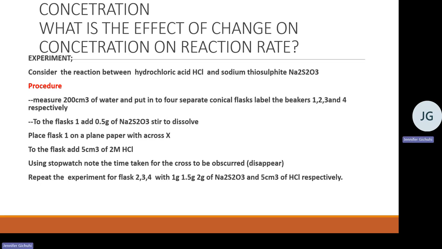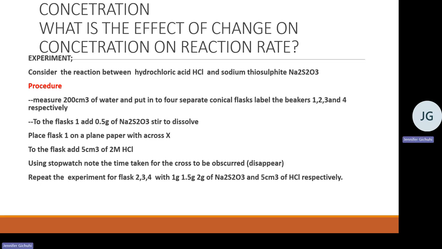And we shall label them as 1, 2, 3, and 4, respectively. Now, to the first flask labeled 1, we are going to add 0.5 grams of sodium thiosulfate, which is provided for you, and we are going to stir until it dissolves.